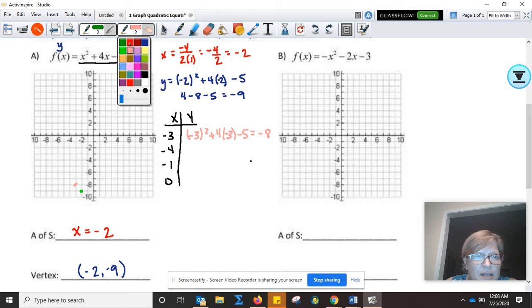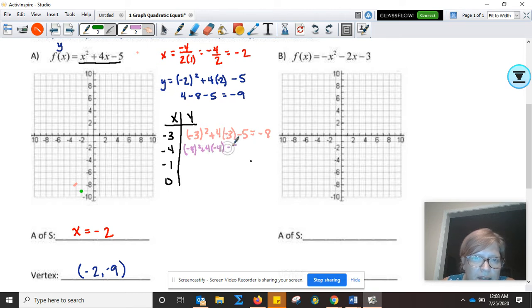Okay, do the same thing with negative 4. So I have negative 4 squared plus 4 times negative 4 minus 5. So 16 minus 16 minus 5. So that's going to give me negative 5. So that ordered pair is negative 4, negative 5.